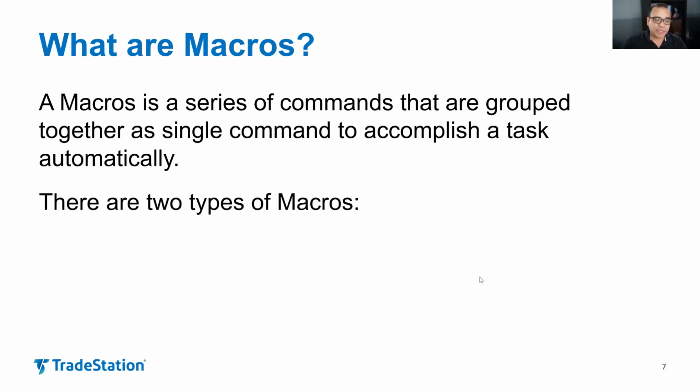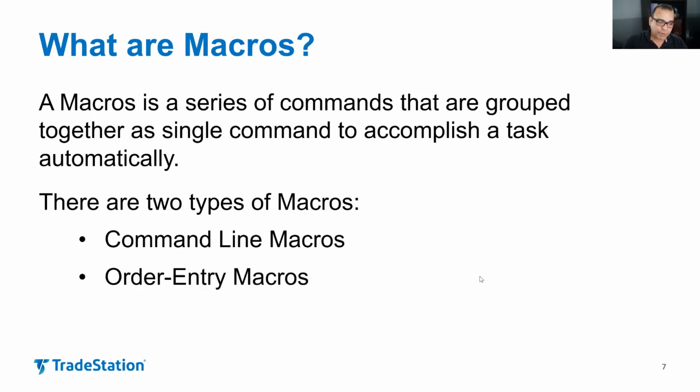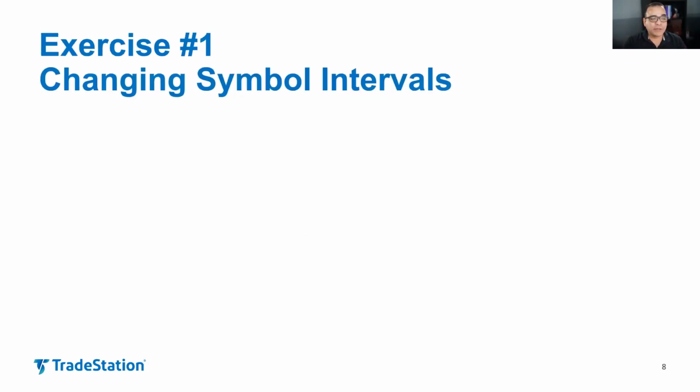But we have two different types of macros. We have a command line macro and an order entry macro, and we're going to take a look at both and try to understand the differences between them, okay? And we're going to do that with a series of exercises. In this PowerPoint slide, I have 3 exercises that I'm going to show you, and then we're going to jump over to the order entry macros, which I don't have a slide for.